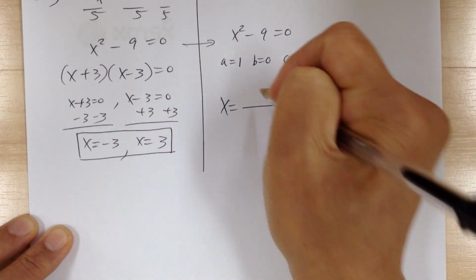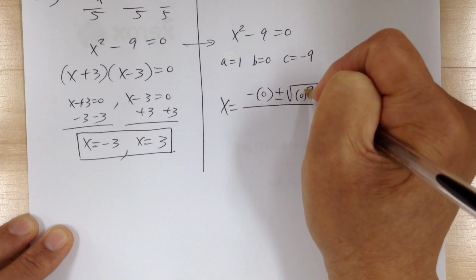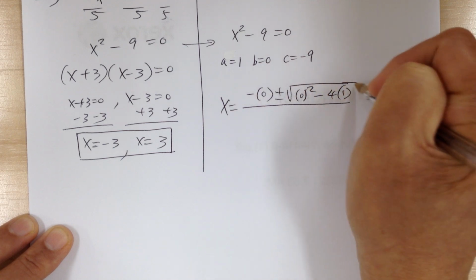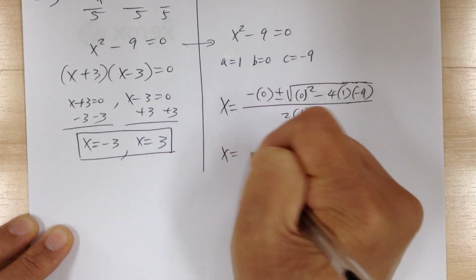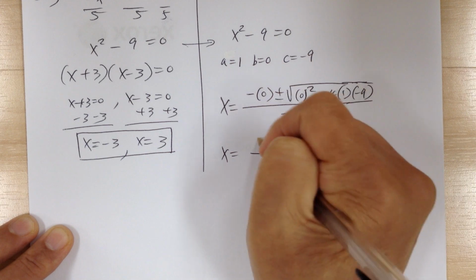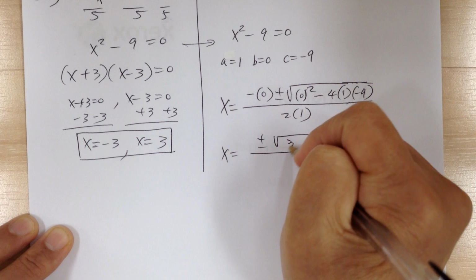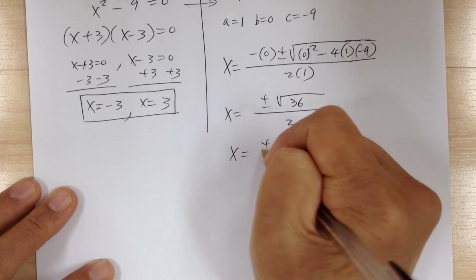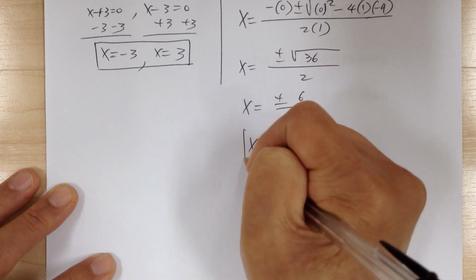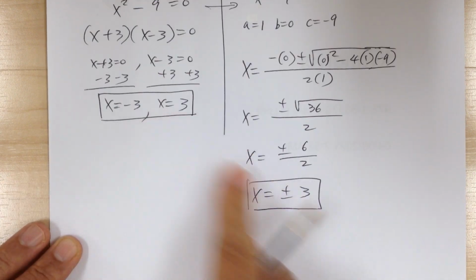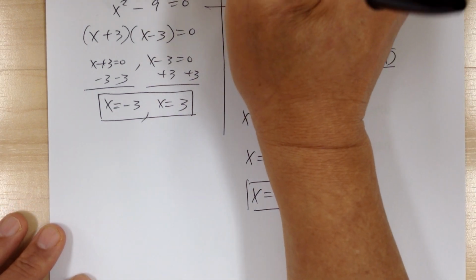So x equal to negative b plus or minus square root of b squared minus 4ac over 2a. So this is gone. You're going to get plus or minus square root of, and this is gone, so it'll be 36 over 2. So x equal to plus or minus 6 over 2. So x equal to plus or minus 3. Again, you get the same answers, right? So this is the 25b.